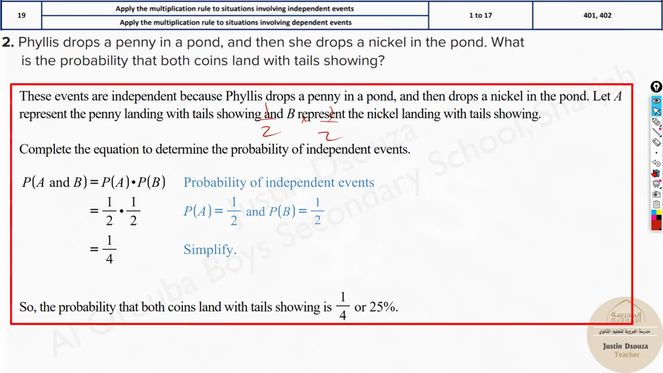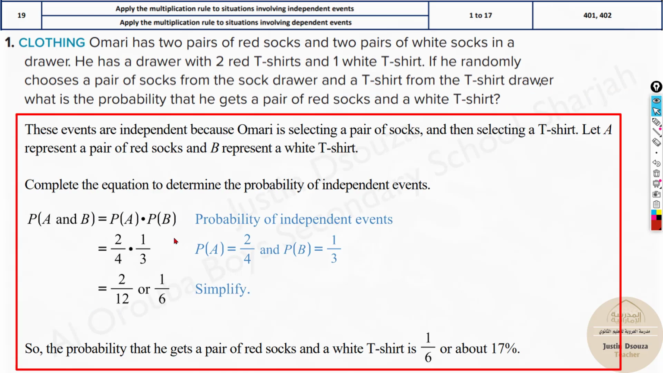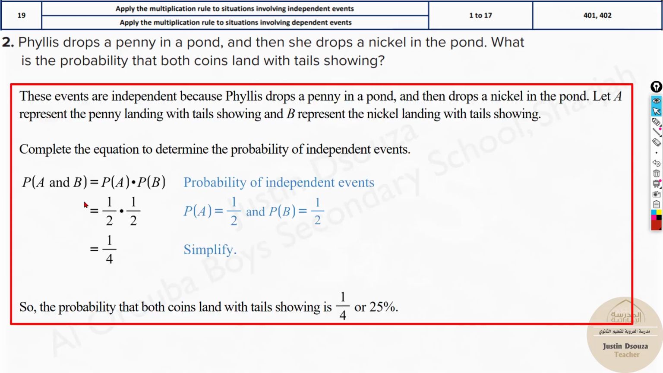Now if you're thinking what do we write, let's go to the previous problem. It's very simple, right? You can just write the formula in detail. Write what is the probability of A. Probability of A is Omari getting a pair of red socks. Probability of B is Omari getting a white t-shirt. So that can be written out, and then put the formula, substitute and solve, because this is the writing part. Same thing over here: write both the events, then use the formula and solve it.